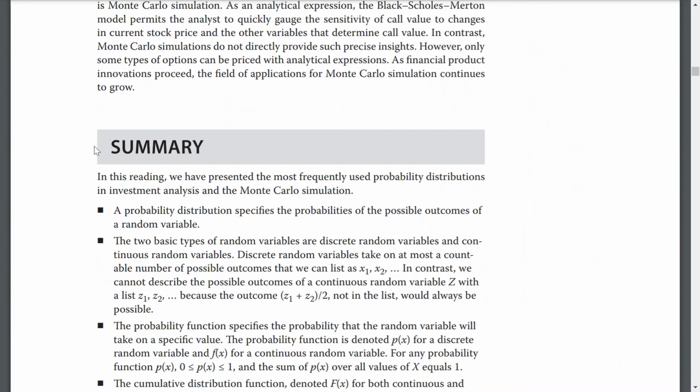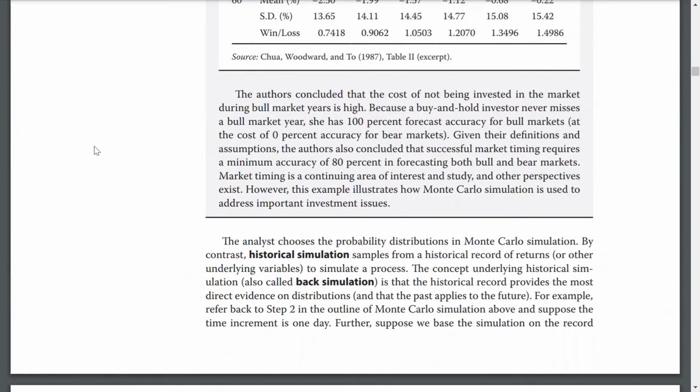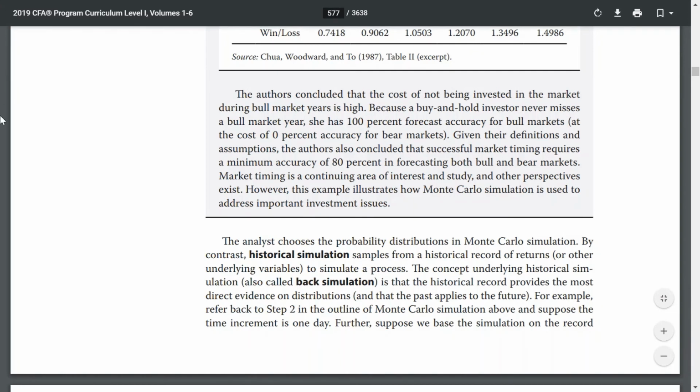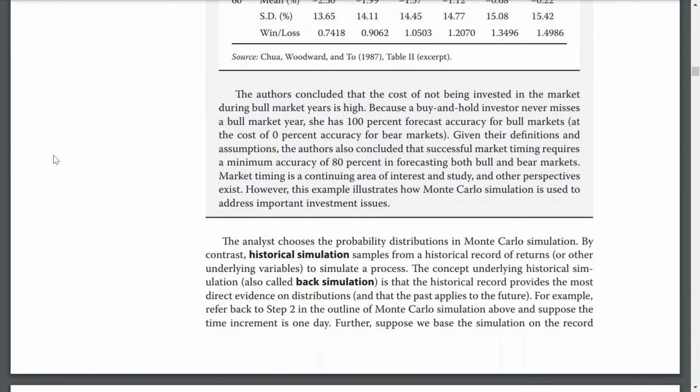Okay, let me read this. An analyst chooses the probability distribution for Monte Carlo simulation. By contrast, historical simulation samples from the historical record of returns or other underlying variables to simulate a process. The concept underlying historical simulation, called back simulation, is that the historical record provides the most direct evidence on distribution, and that's the past applied to the future.